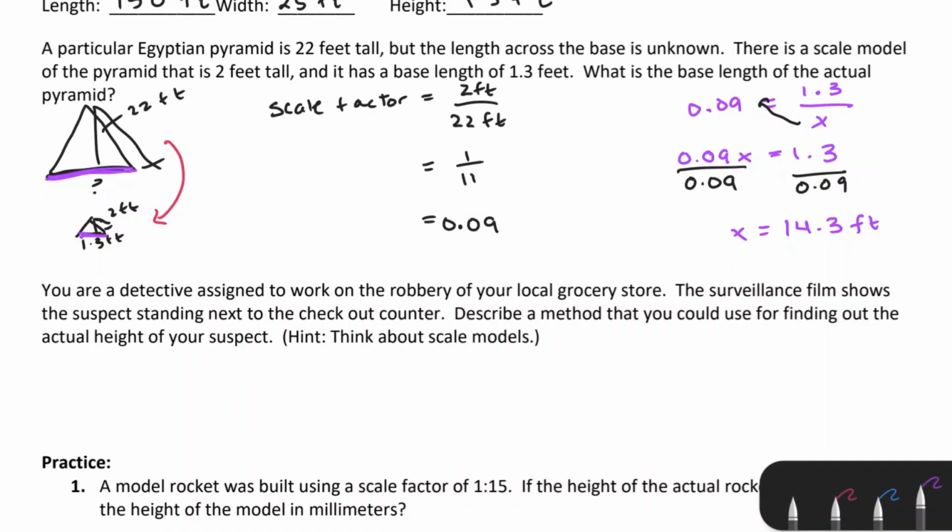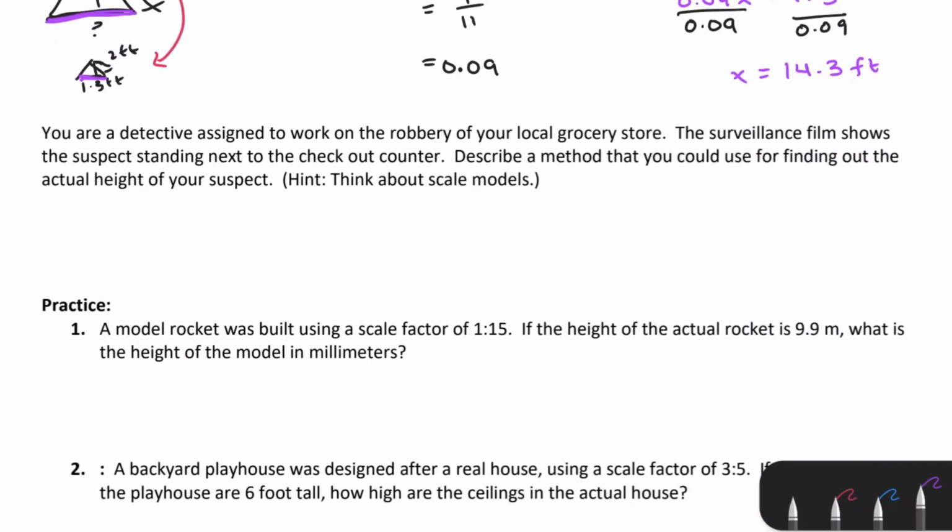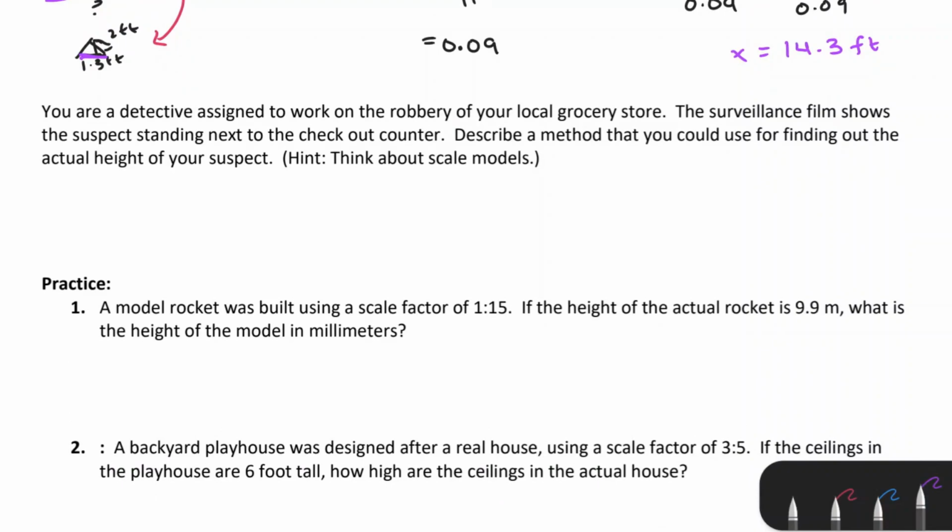Let's look at one more example. You are a detective assigned to work on a robbery of your local grocery store. The surveillance film shows the suspect standing next to the checkout counter. Describe a method you could use for finding out the actual height of your suspect. So what are you thinking?